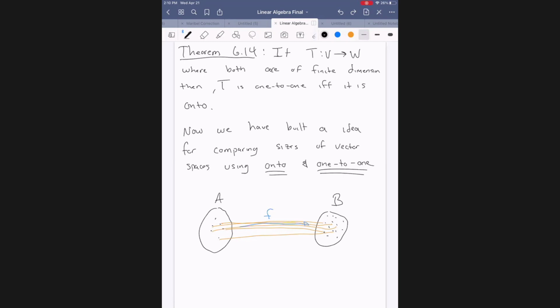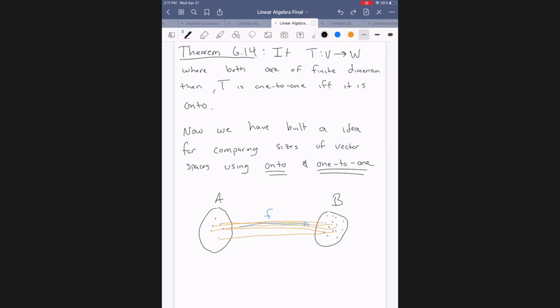They're the same now, right? Because if all of B here is being hit by everything in A, and it's one-to-one, meaning only one is getting mapped to one, it's like you're literally counting the elements in B with A. And if it's onto, meaning you hit every single element in B, they have to be of the same size. So you see now how this idea is being developed here. Onto and one-to-one gives me a way to compare sizes.